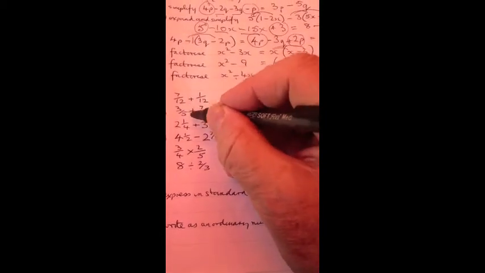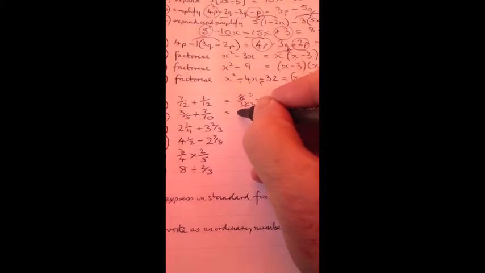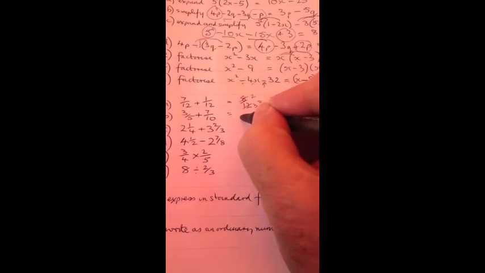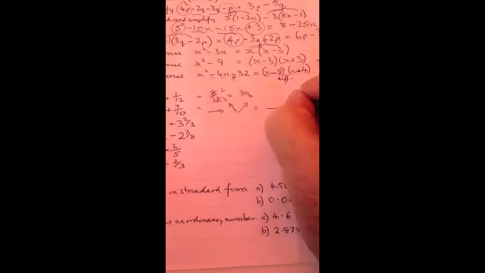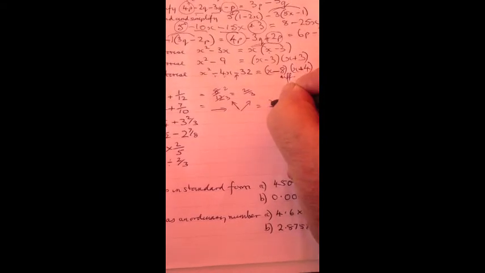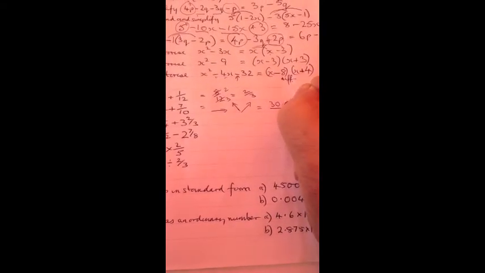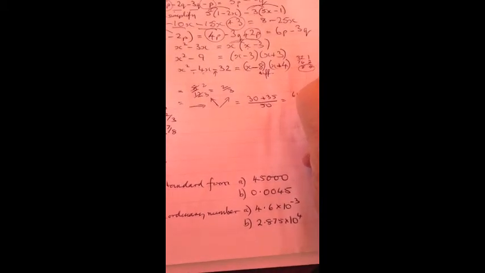Next one, this time different bottoms, so it's cross method. Cross method, remember, 1, 2, 3. So here we go, and we've got down the bottom, 5 tens are 50. 10 threes are 30 this way, 7 fives are 35 that way. Add them together, you get 65/50. Cancels.